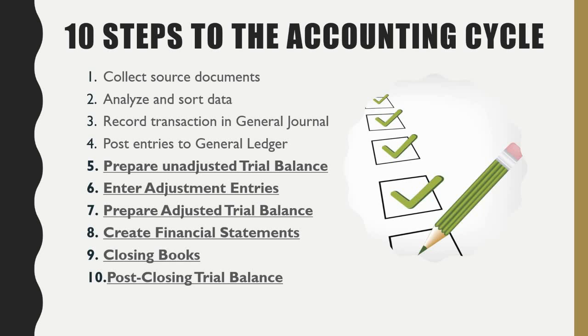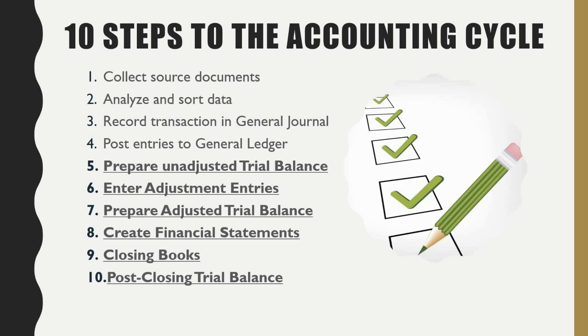We started off with collecting our source documents, right? So all those receipts, all those invoices, all those things that we need to send out. We understood how to take that information and we did step two, which is to analyze it. How does this transaction affect my books? Third, we need to post that transaction in our general journal. Lastly, step four, which is to post it directly into your general ledger, which we have done so far.